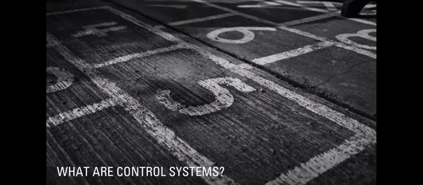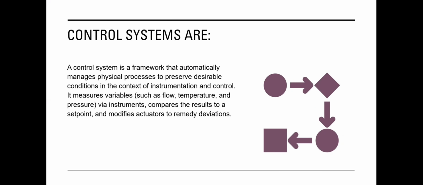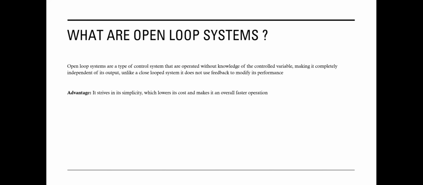What are control systems? A control system is a framework that automatically manages physical processes to preserve desirable conditions in the context of instrumentation and control. It measures variables such as flow, temperature, and pressure via instruments, and it compares results to a set point and modifies actuators to remedy the deviation.